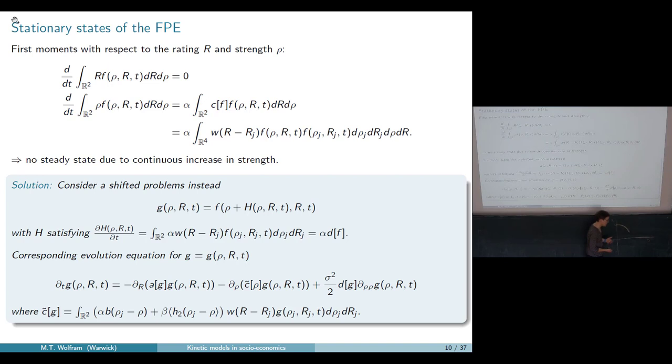One could say, okay, you did a bad job in the modeling, you should have limited your strength. Yeah, that's also a good point. But at that point, we thought, okay, let's keep it the way it is.